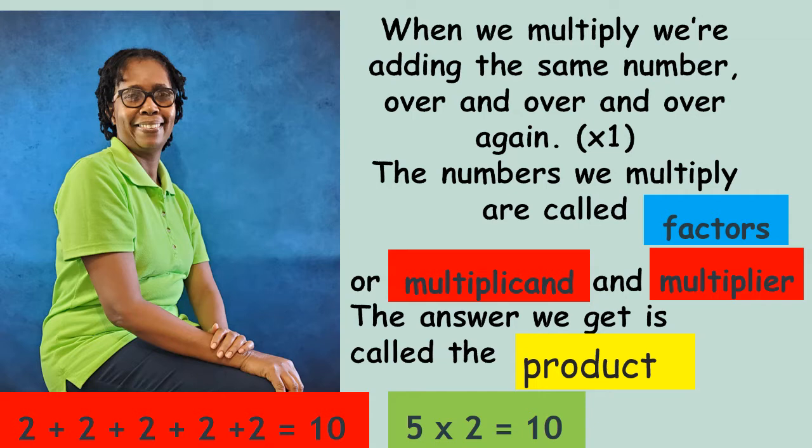The numbers we multiply are called factors or multiplicand and multiplier. The answer we get is called the product.